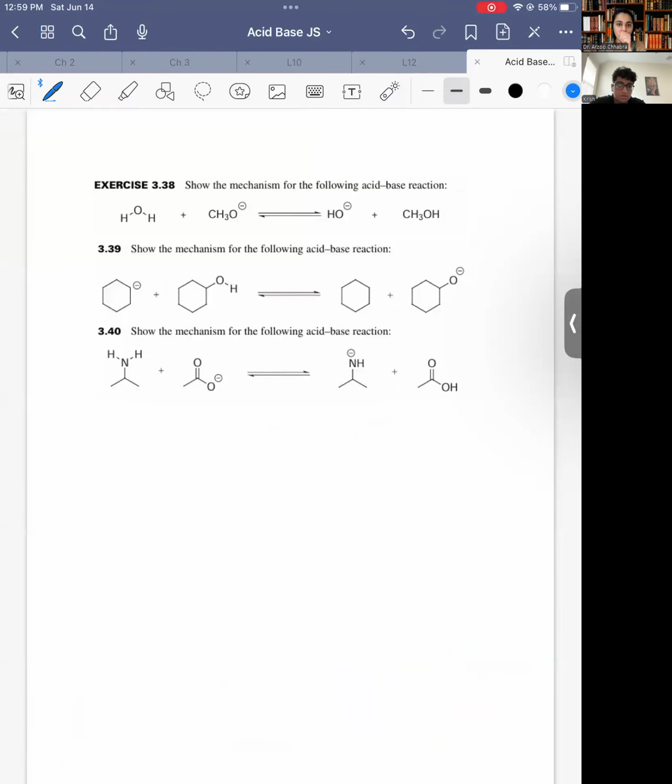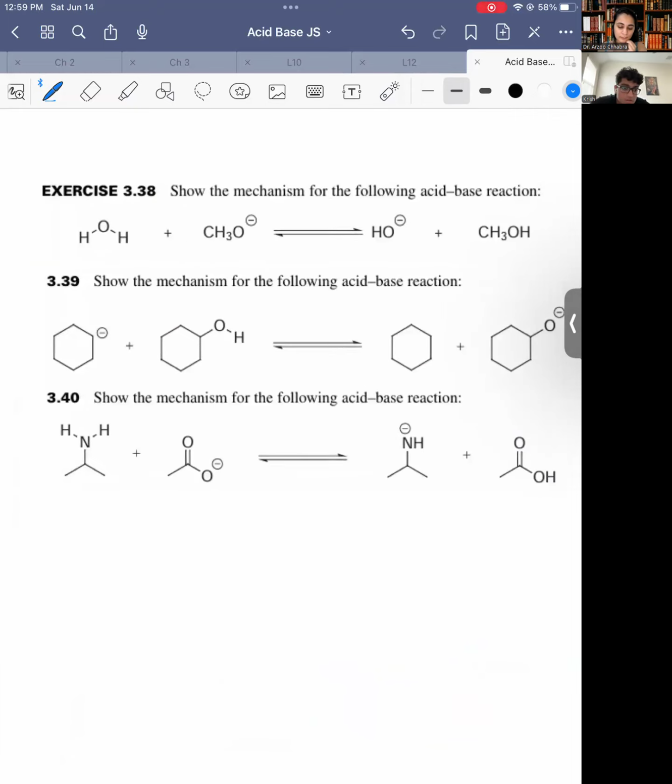Mechanisms are also pretty nice actually. Okay, great. How do we do it? So you just draw two curved arrows basically. So in this case, CH3O minus, is that methanol? It is the conjugate base of methanol. Okay, seems familiar. So that's the base. Water in this case is the acid.